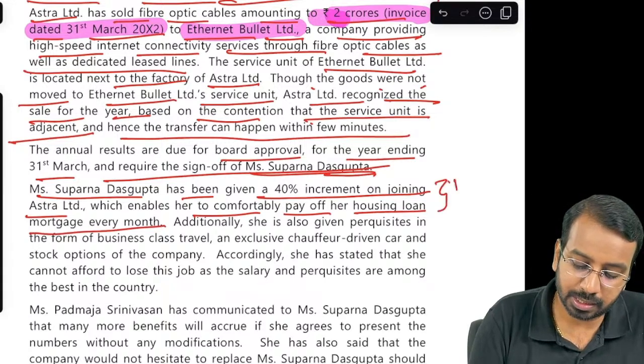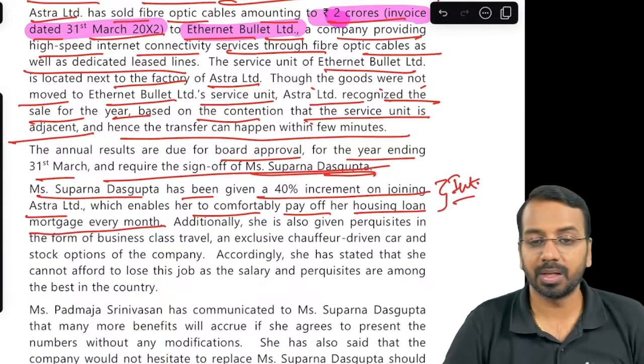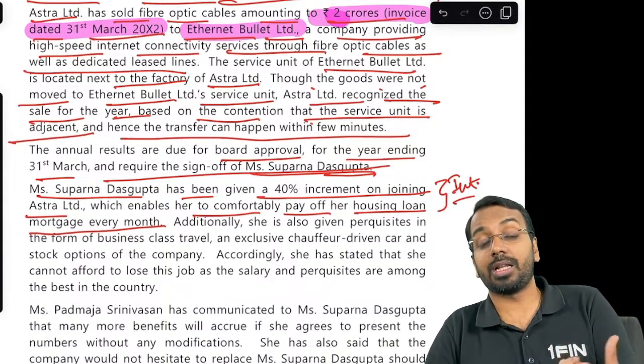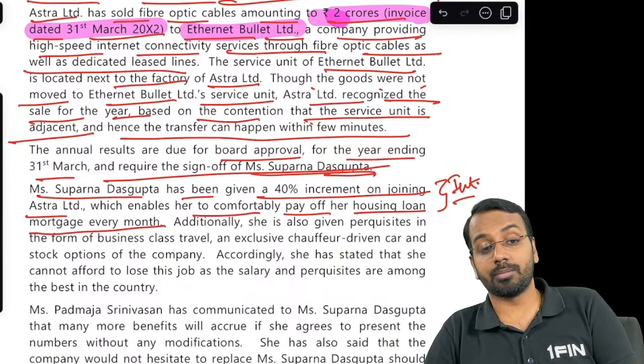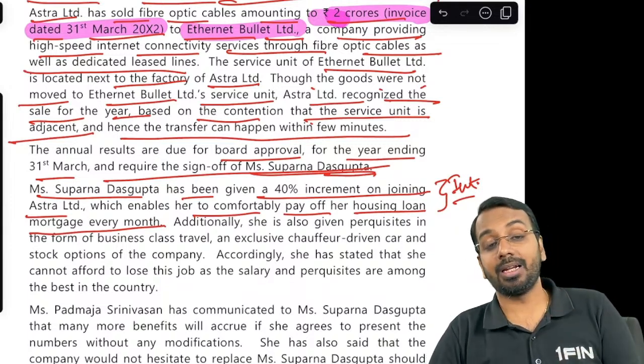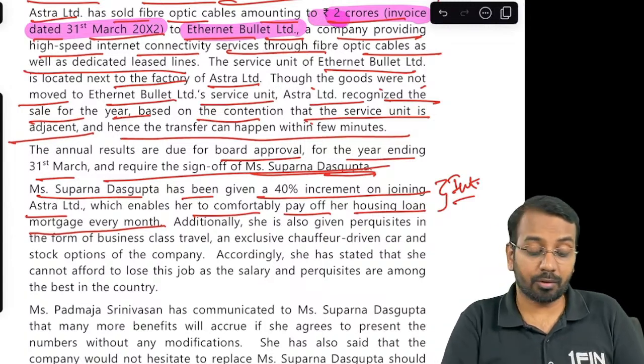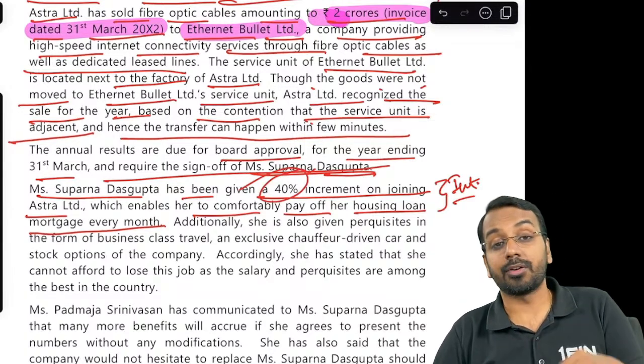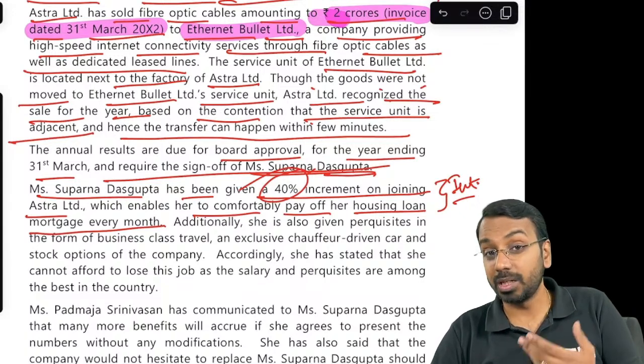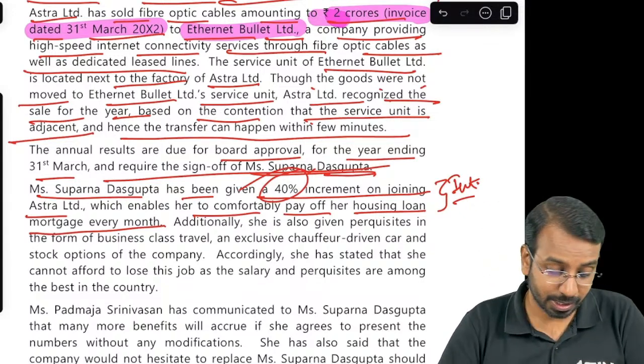Now here there is some kind of interest conflict. There is an interest that I have joined the company because I have a financial problem. I have joined the company and now can I approve this transaction? Because I have got a 40% increment. If I don't approve of this transaction, maybe I'll be asked to leave the company. Okay, so that is the thing.